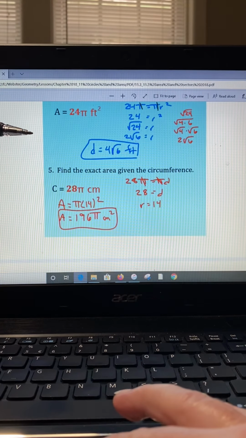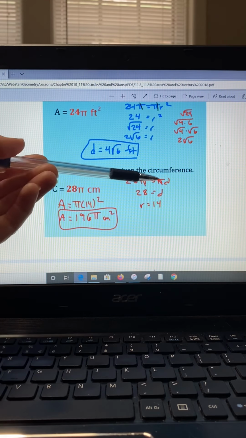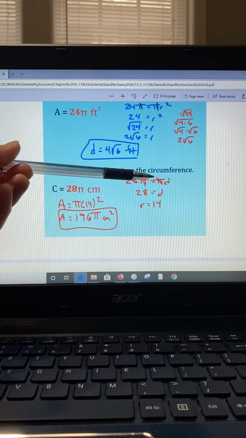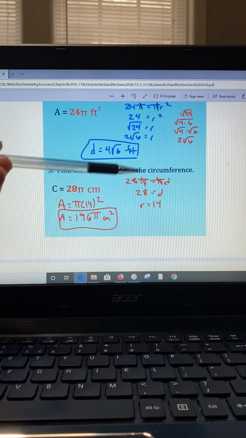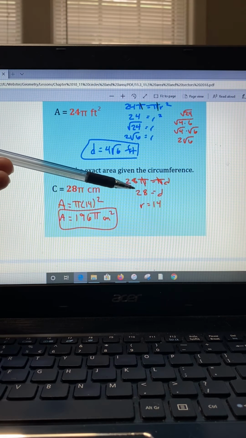This is our last one for today as far as the notes that I'm going to give you. Find the exact area given circumference. You have to think from a couple days ago, from weeks ago, what is the circumference formula? Like I mentioned a little bit ago, pi d or 2 pi r. So you need to set this equal to the formula 2 pi r or pi d. Doesn't matter. I just happen to use pi d. So 28 pi equals pi times diameter. Again, the pi's cancel. That will not always happen to you, so keep that in mind. So we get diameter is 28.